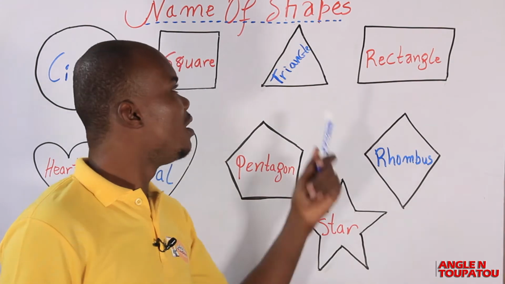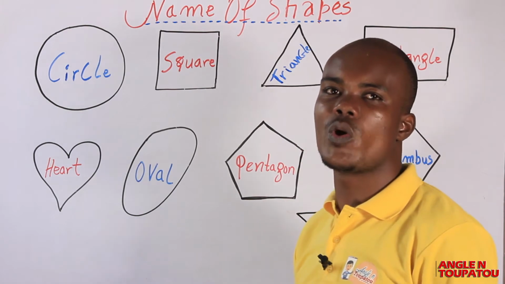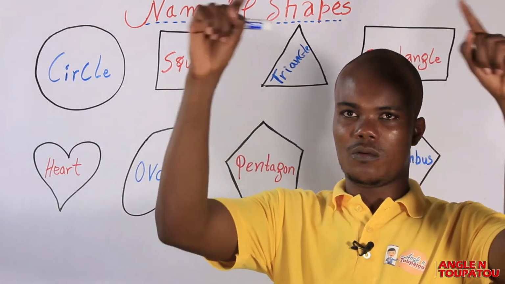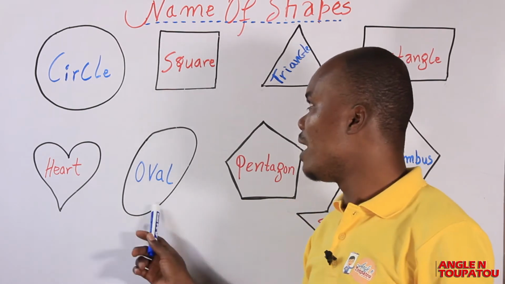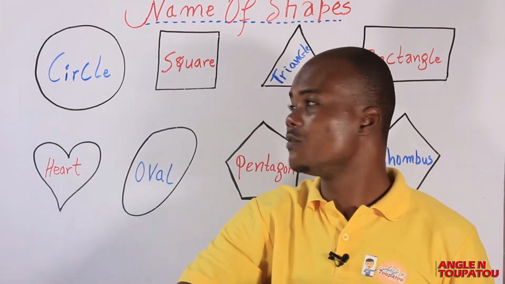Rectangle. Triangle. Square. Circle. Heart. Oval. Circle. A circle like this.